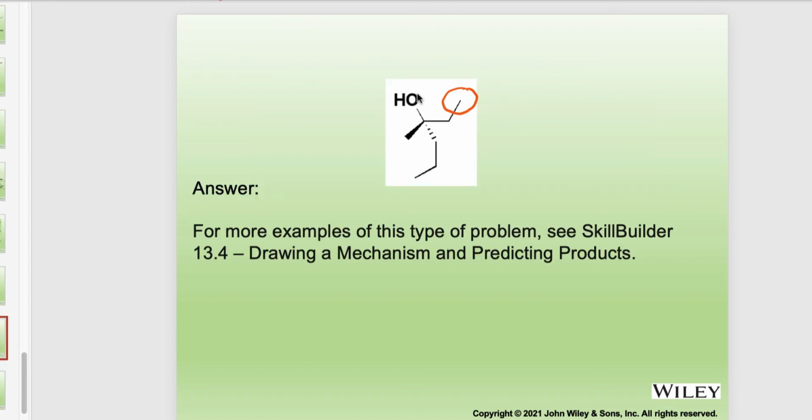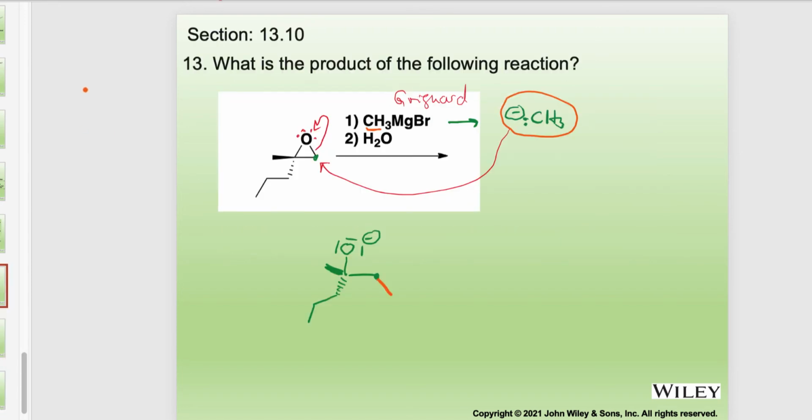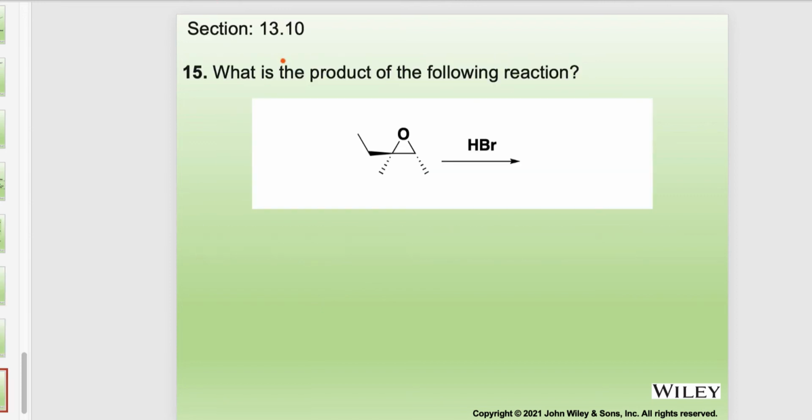Actually, before, look at this one here. These were basic conditions, strong nucleophile, strong nucleophile with a negative charge. Now here we have acidic conditions. Make sure you work with Lewis structure. So we have lone pairs here. We know that HBr is really H plus and Br minus.